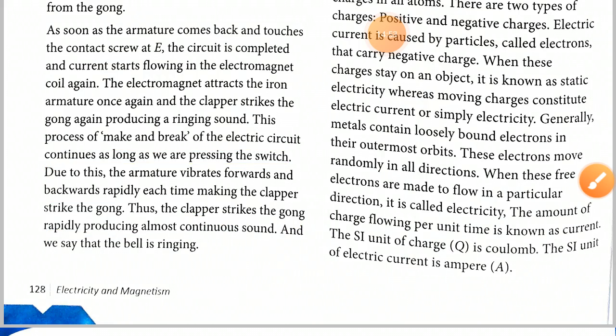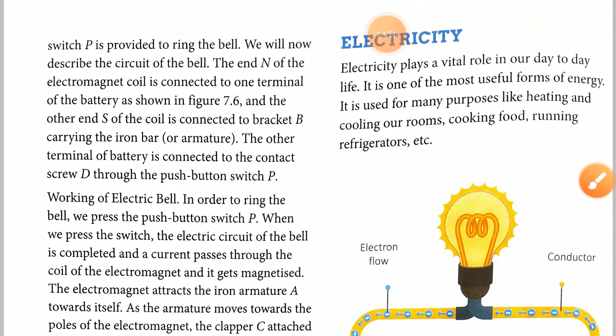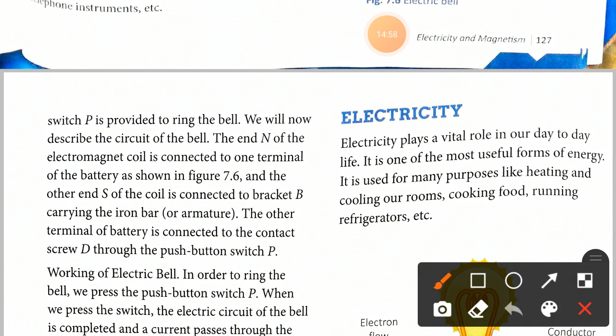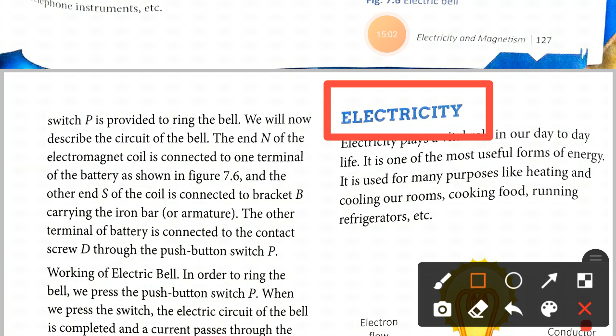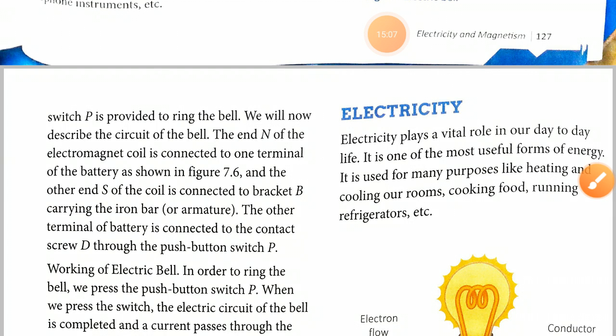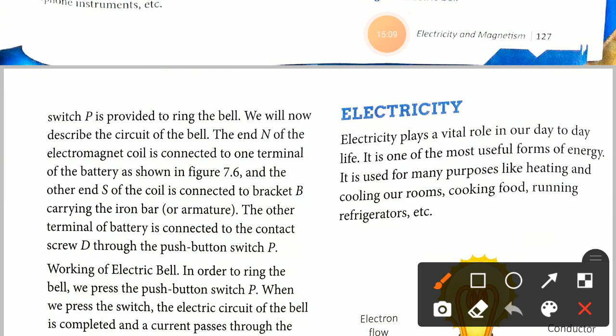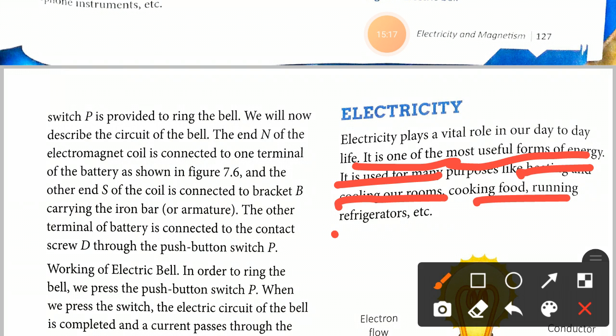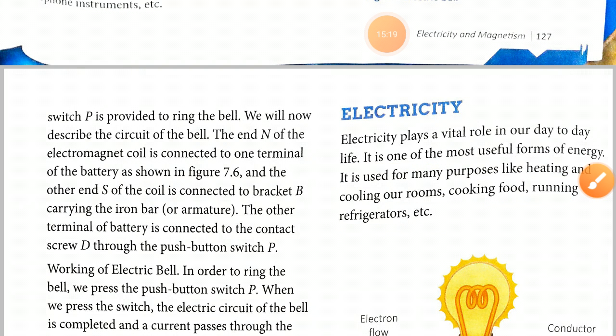I hope you understand it. Now we will discuss what is electricity. Clear? So electricity plays a vital role in our day-to-day life. It is one of the most important and useful forms of energy. It is used for many purposes like heating and cooling of our rooms, cooking food, running a refrigerator, etc.